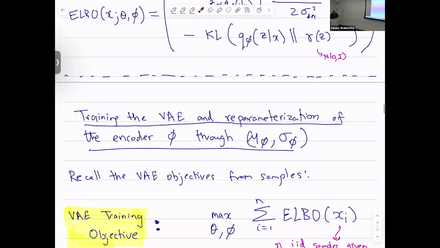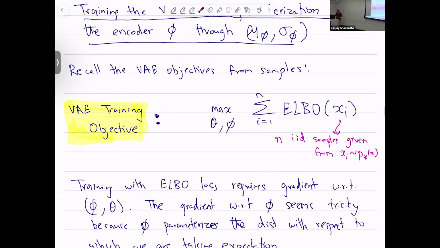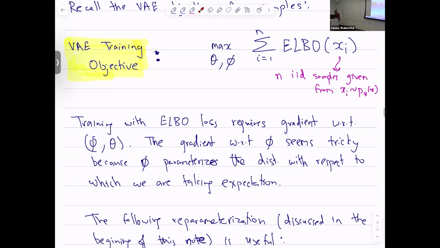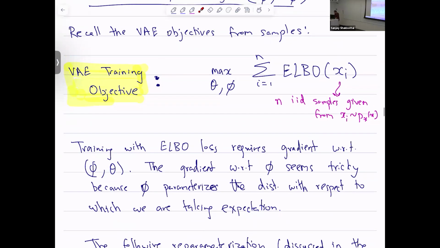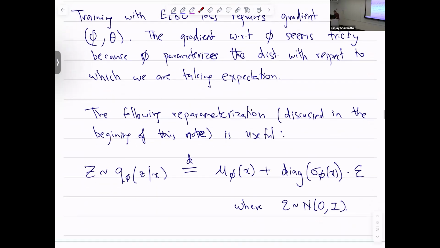Okay. All right. So now coming to the reparameterization. If you are given n IID samples, then given what we talked about, the VAE training objective is to maximize the ELBO of xi, where xi is sampled from p star. Okay. So you need to take gradients with respect to phi and theta. And so the gradient with respect to phi is tricky, as you pointed out, because it's an expectation with respect to a distribution which is parameterized by phi. But this is where this reparameterization helps.